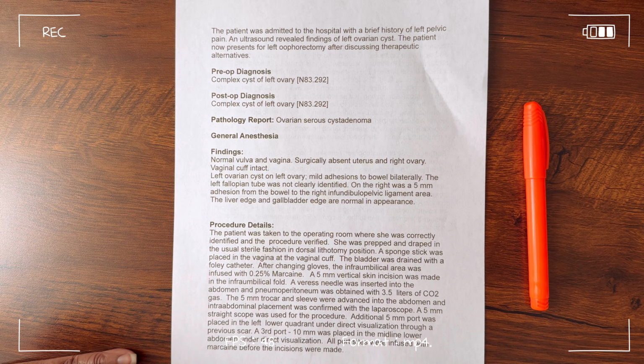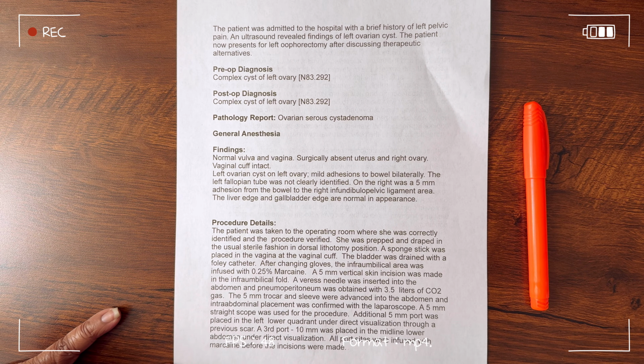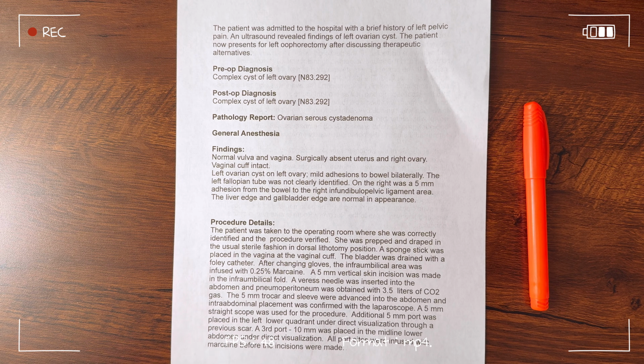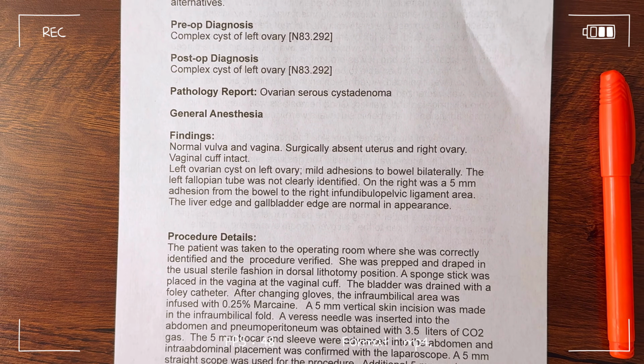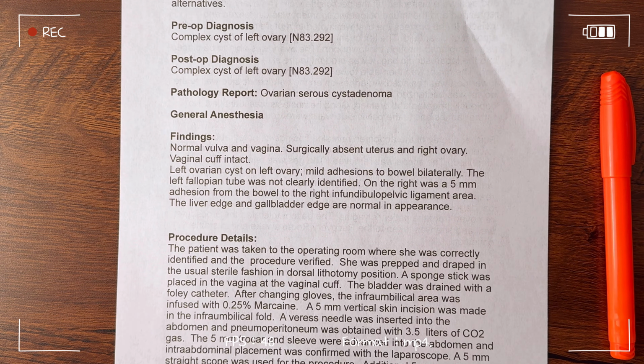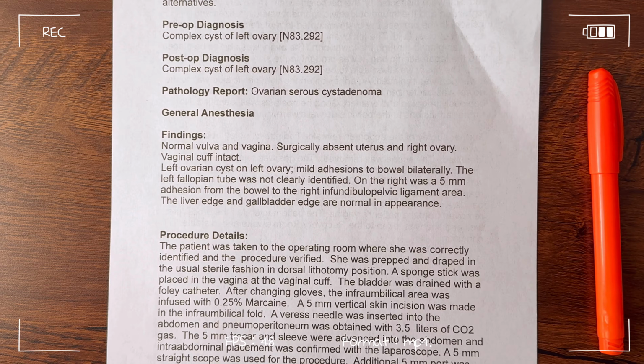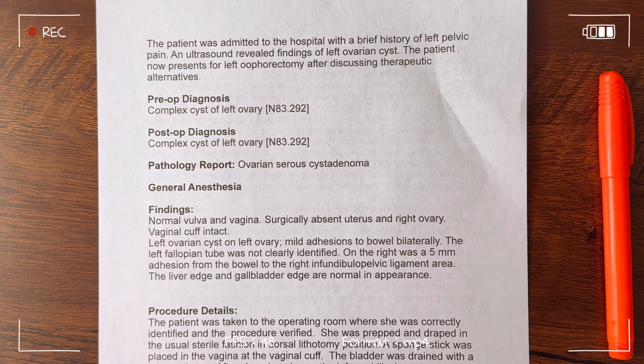We have the pre-op diagnosis, post-op diagnosis, and the pathology report gave us a more defined diagnosis. The surgeon would have put the ovary in some type of specimen container that would have been sent off to pathology, and then pathology will determine if there were any malignancies, benign tissue cells, all that. So that is what they found when it says here ovarian serous cystadenoma. Now let's get into the findings.